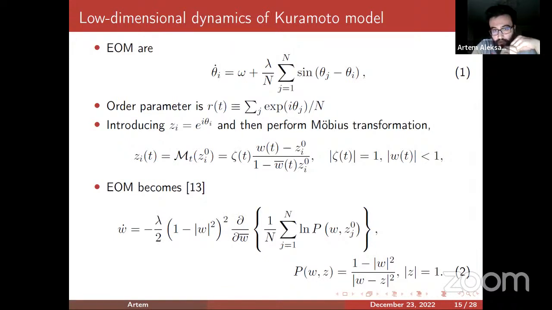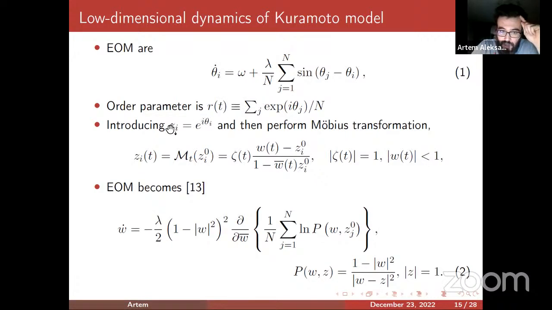The equations of motion for the Kuramoto model are given in the very first formula on this slide. It is a non-Hamiltonian system. Here, omega is the oscillator eigenfrequency, lambda is the coupling between oscillators, and we have a set of n oscillators coupled to each other, and they interact by sine function. And we can introduce a synchronization measure, which is the order parameter for this model. The order parameter is simply the average complex phase. So this order parameter has an imaginary part and a real part.